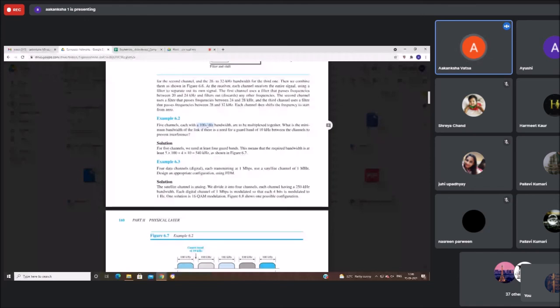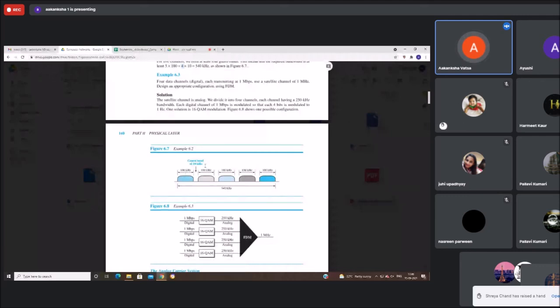5 into 100, because we need at least that much for 5 channels without inter-channel gaps. So that is 500. And if we separate the 5 channels, there will be 4 gaps in between, which will need 10 kilohertz each. So 4 into 10, so we'll be needing 540 kilohertz total as shown in figure 6.7. So this is one voice channel, this is another, the third, fourth, and fifth channel. So we'll be needing 540 kilohertz of total bandwidth with guard bands of 10 kilohertz each in between.